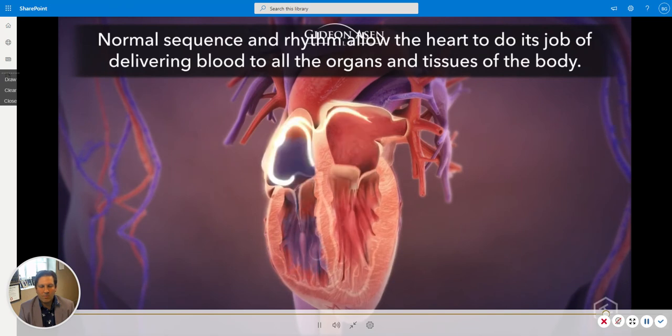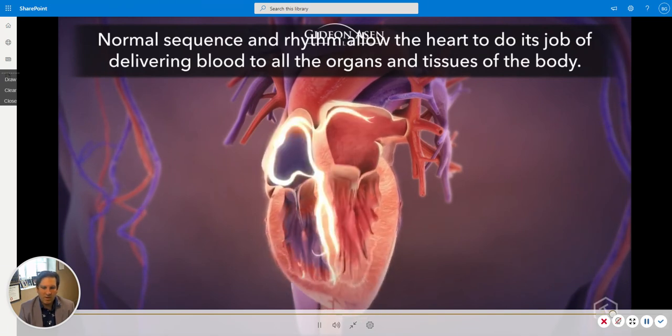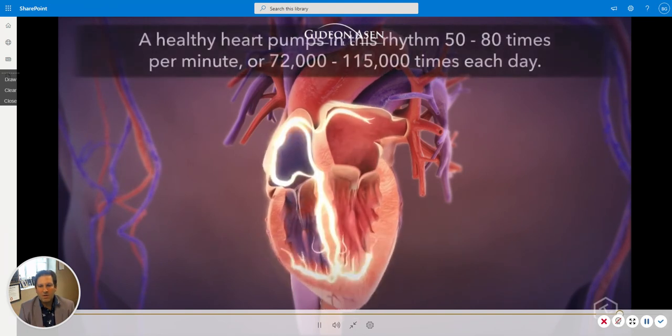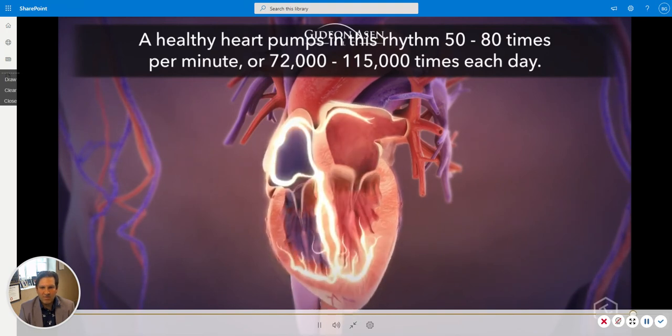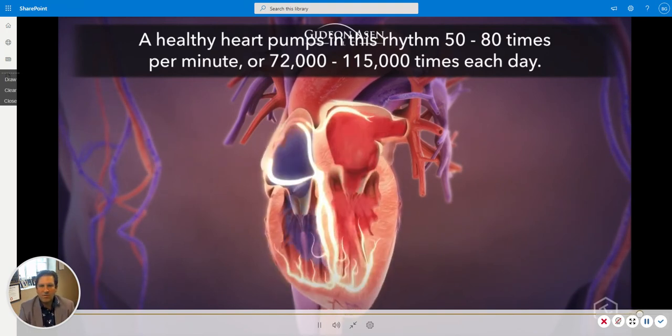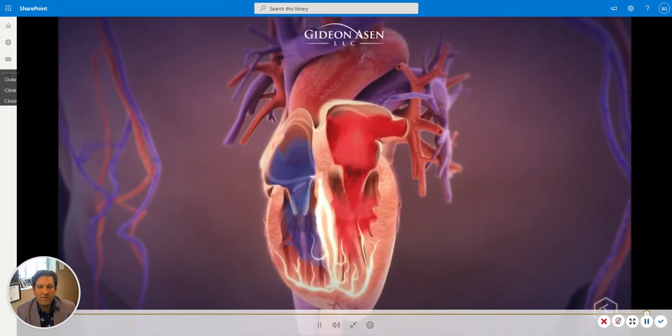So having this normal heart rhythm and sequence is really important to having a properly functioning heart and getting blood to the rest of the body. It's really an amazing organ, doing this 50 to 80 times per minute, or 72,000 to 115,000 times every day, something we all take for granted until it stops working right. So that's the first animated sequence. If you click on the next video, I will illustrate the second sequence in our series, which illustrates what happens when bacteria gets into the bloodstream and it infects the heart valve.